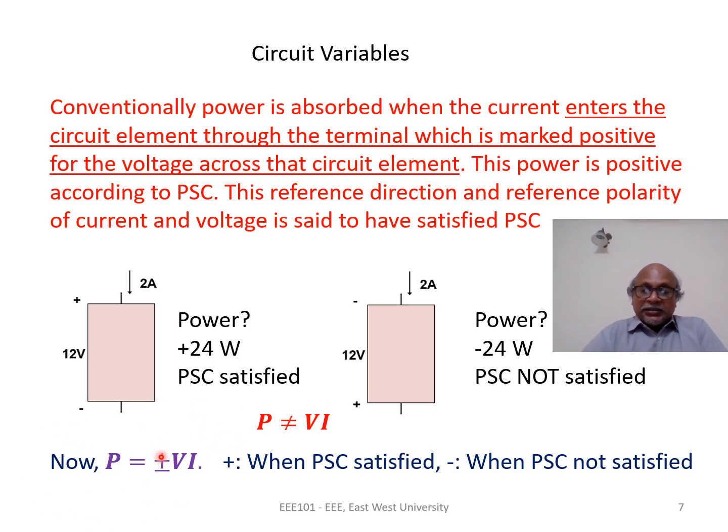When to consider plus sign and when to consider minus sign? We will consider plus sign when passive sign convention is satisfied. That means when current enters through plus of the voltage. We will choose the minus sign when passive sign convention is not satisfied. That means when current enters the circuit element through the minus of the voltage.